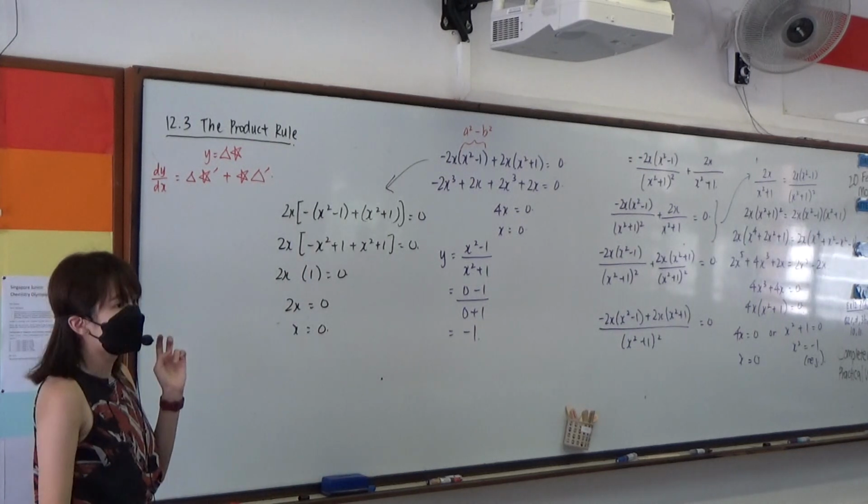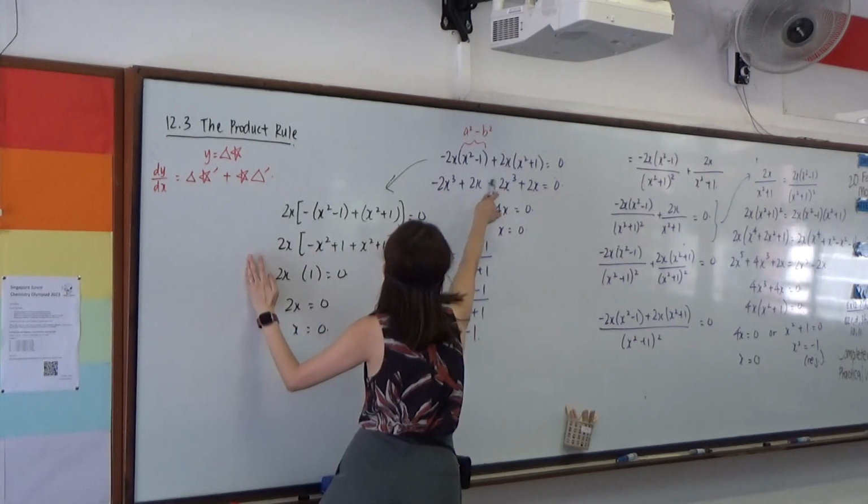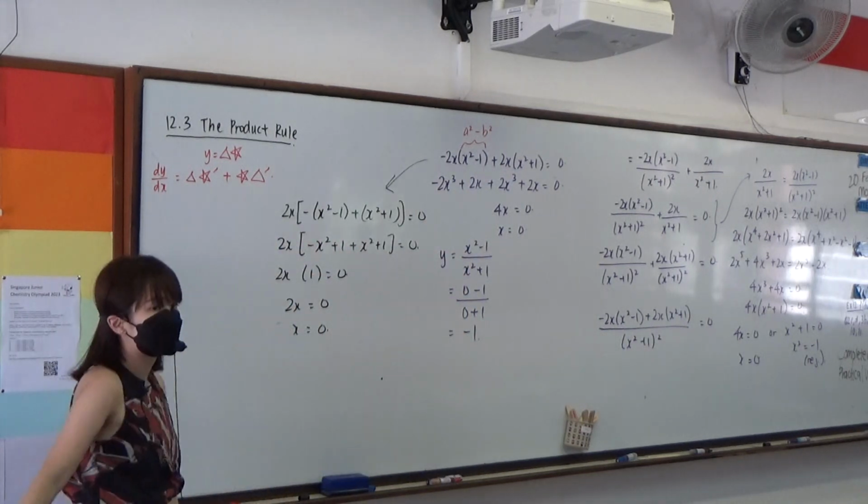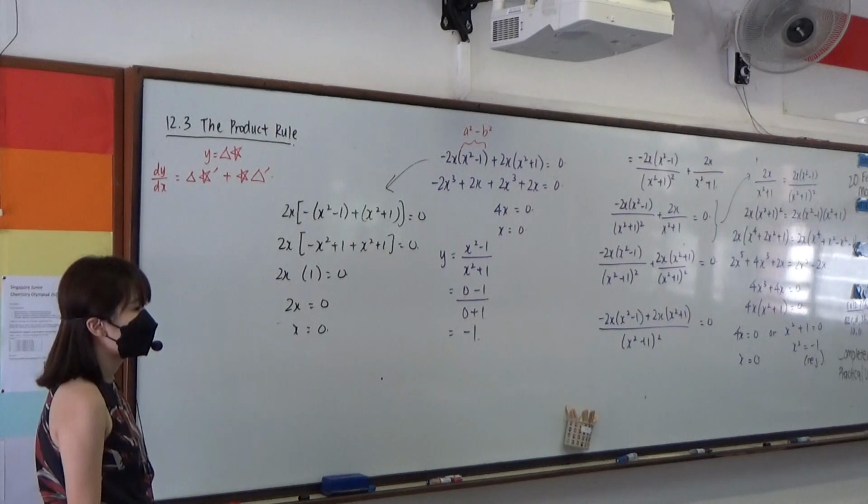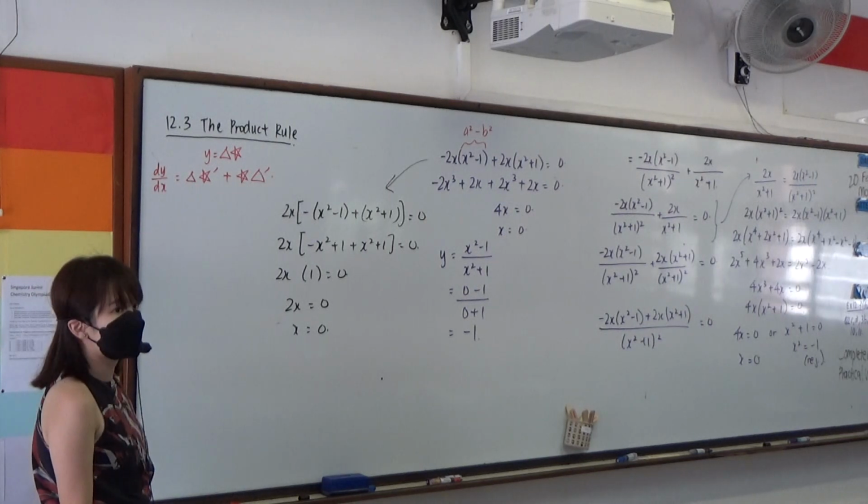Okay, so Cheyenne also thought maybe you can factorize out 2x. Also okay, simplify does give us x equals to 0 as well. Okay, many ways of doing things.